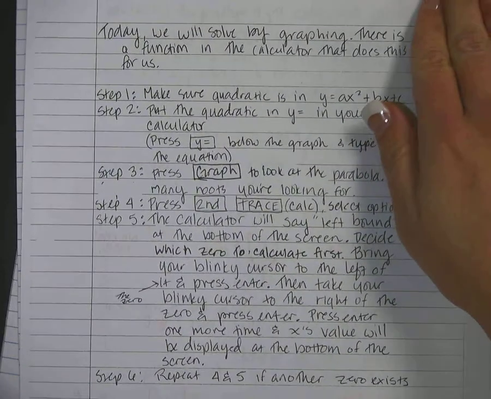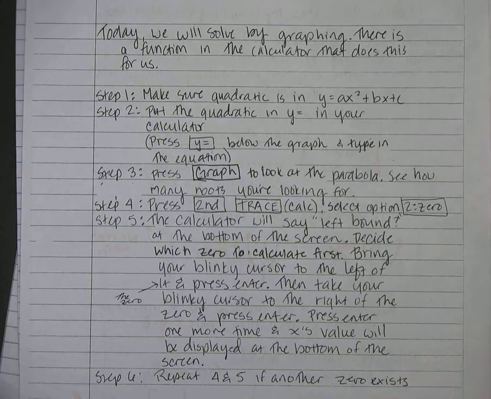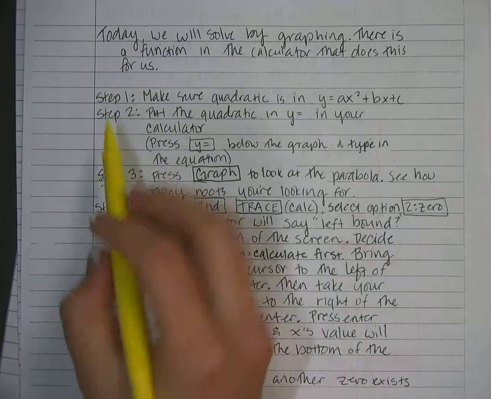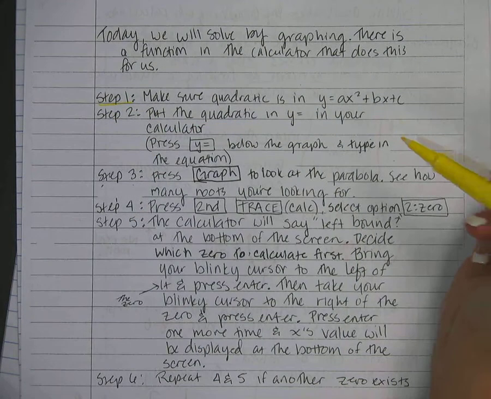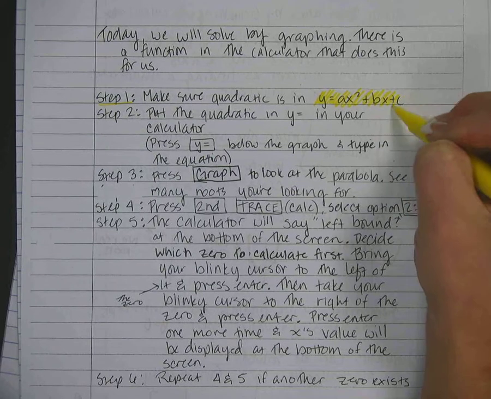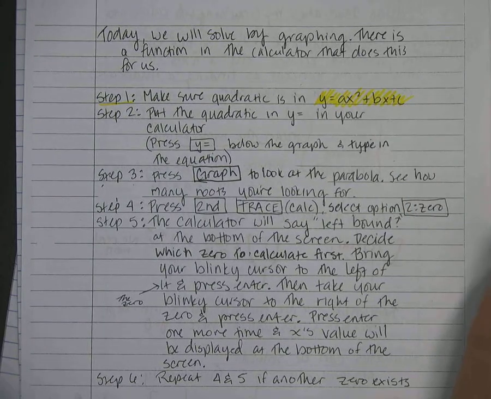Let's turn over to the next page. Now, all of your steps are on this page, but they're going to seem a little confusing until we do the process. However, I'm still going to read them, and I'm going to tell you what the really important parts are. So step 1. You first need to make sure your quadratic is ax squared plus bx plus c. So if it's not solved for y, you need to solve it for y.